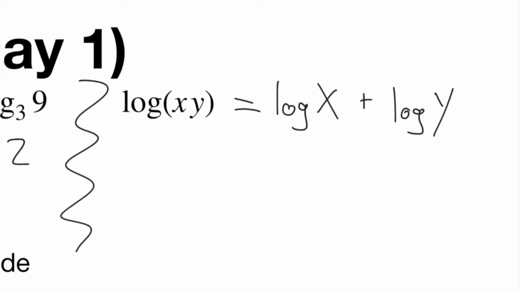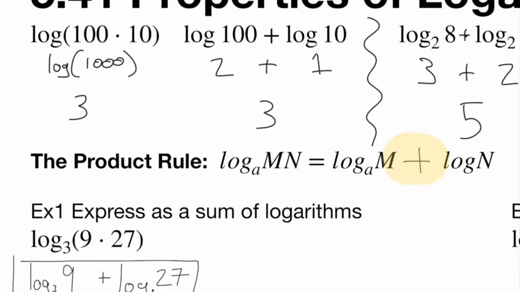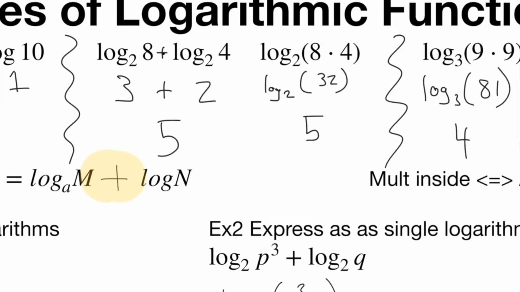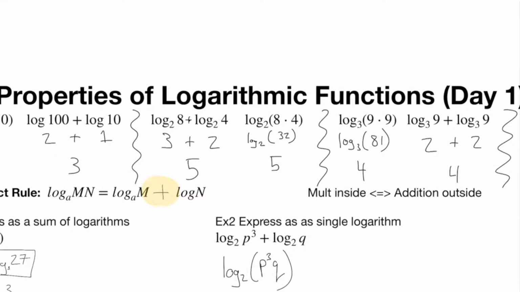It's basically saying that if you've got a log of two numbers that are being multiplied, you can say that's log of the first plus log of the second. Multiplication inside the log, addition outside of the log. That's our first property here. It's called the product rule for logarithms, and you see this: log base a of m times n is log base a of m plus log base a of n. The way you can think about it, multiplication on the inside means addition on the outside.